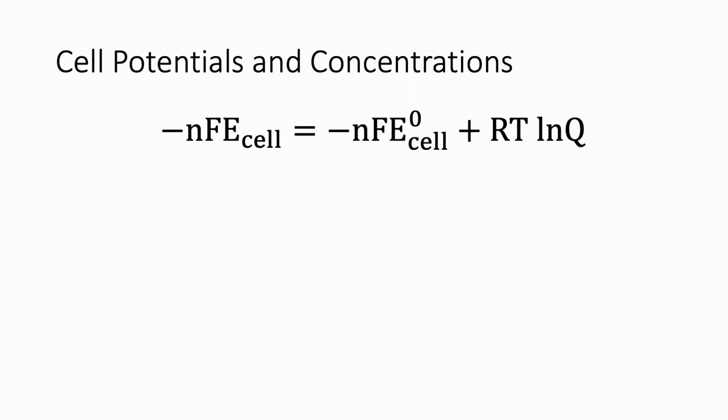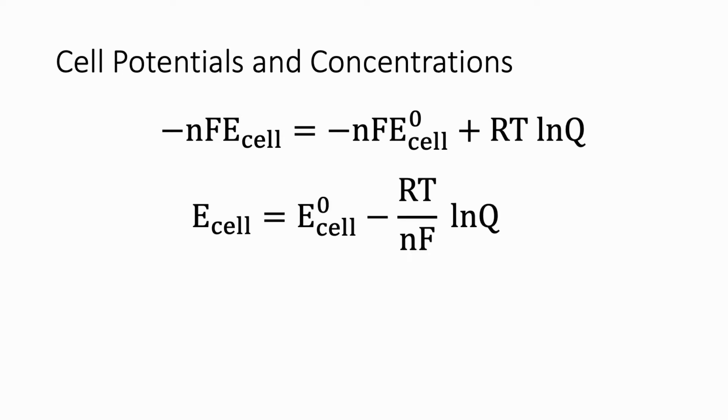Now obviously this is a hot mess, so what we're going to do is divide through by negative nF, and then what we get is the cell potential at any given point is equal to the standard cell potential, so that's the cell potential under standard conditions, minus RT over nF times the natural log of Q. And remember that Q is our reaction quotient, so this is linking concentrations as well as other things. This equation is called the Nernst equation.